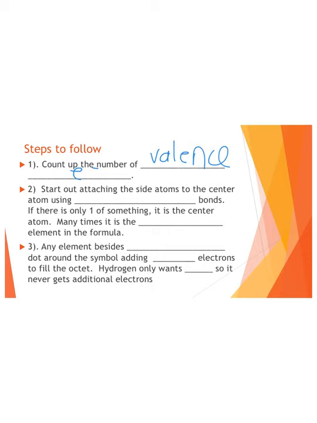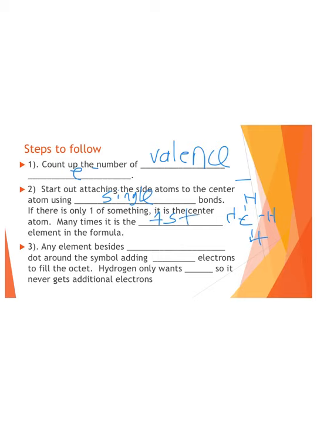And we're going to start out attaching the side atoms to the center atom using single bonds. So again, we just want to connect things like that between them. If there's only one of something, it's the center atom. So for example, if I had CH4, there's only one C. So I'd want it in the middle. A good thing to know too is that hydrogen can never be in the middle because that would be more than one bond. Many times it's the first element in the formula, but not always.